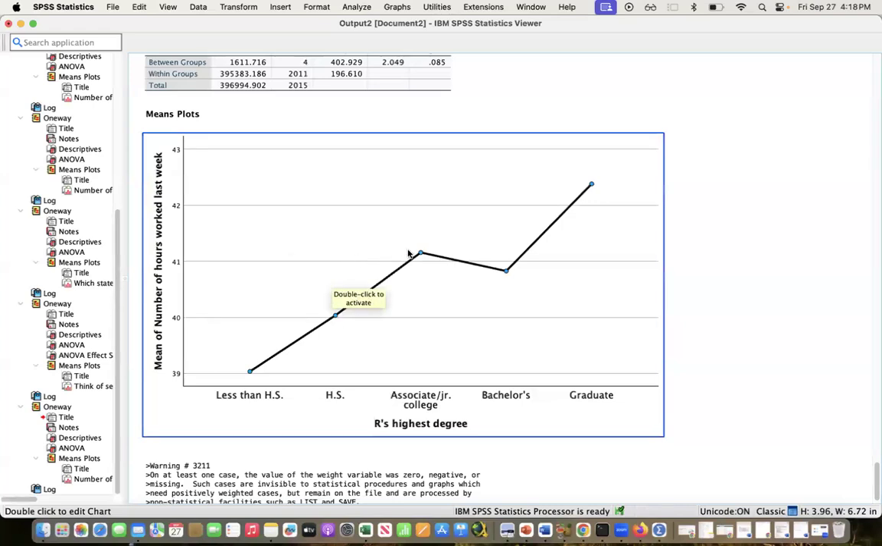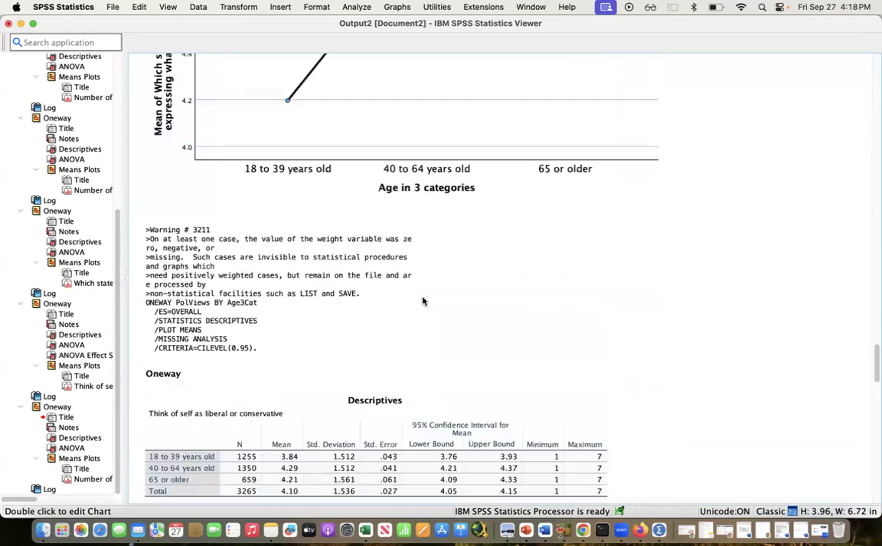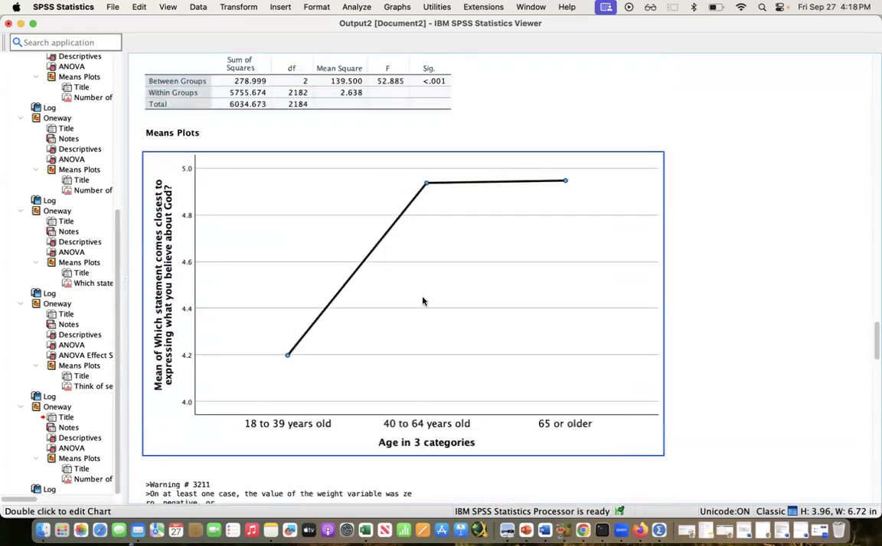High school to some college or college is another hour, and then some college or college to a graduate degree is another hour and a half. And we can see from here to here is over 3 hours. So as education increases, we're seeing an increase in the number of hours worked, but all within this 39 to 43 hours range. And lastly, I added in this politics one.